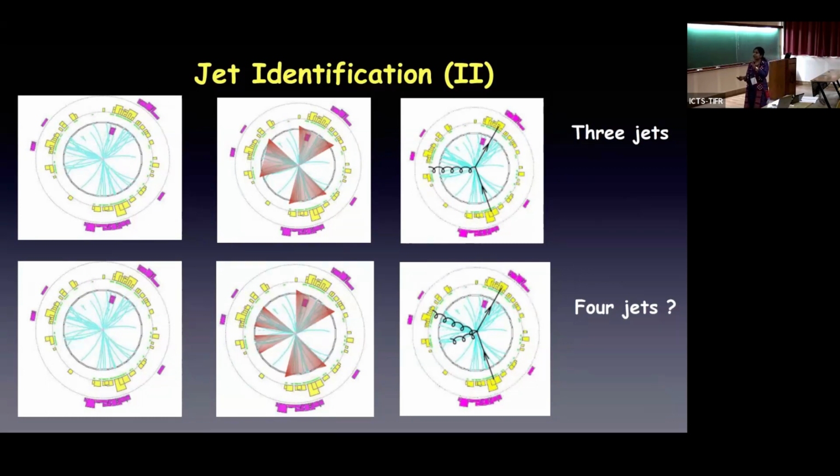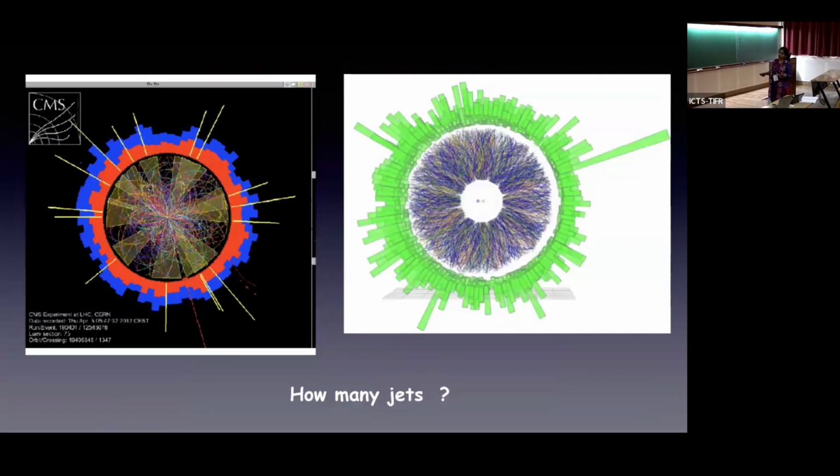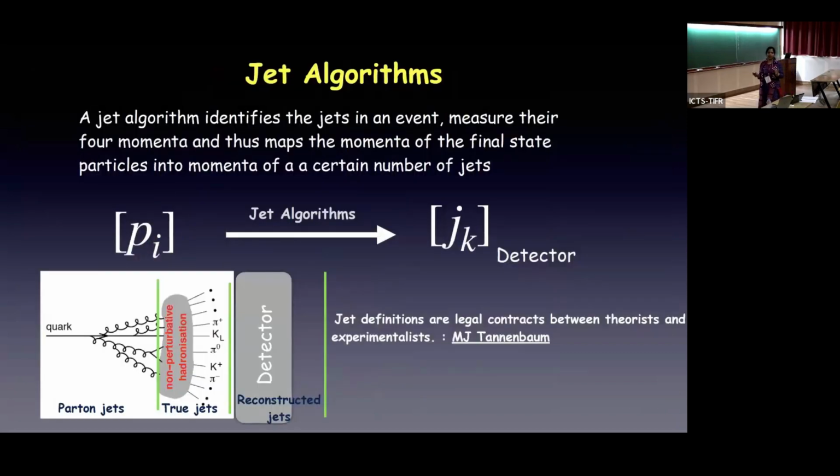And this visual picture is not always easy, specifically when you have high multiplicity in your events like this, or in heavy ion collisions like this. So it becomes really impossible to see any jets here. So in those cases, it is important to have jet algorithms with certain rules so that you can identify or classify jets.